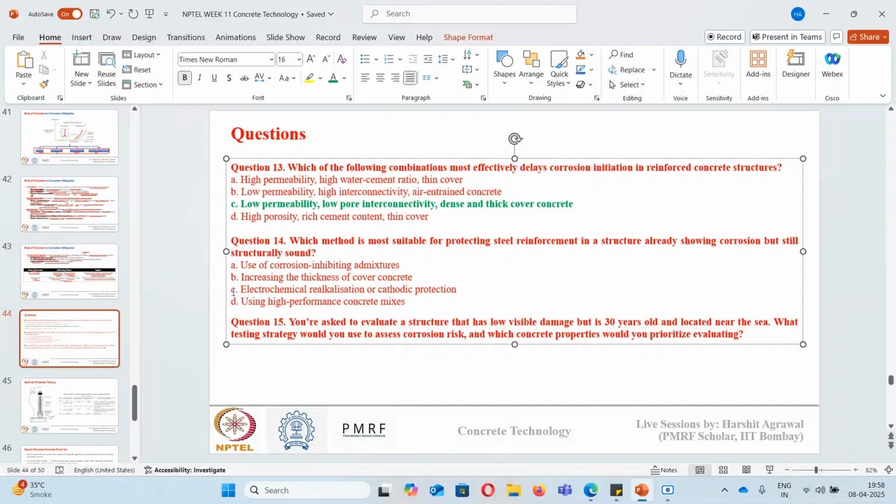Okay, so again the answer is C. Yes, it is correct. Why? Because use of a corrosion inhibitor, increasing the thickness of cover, or using a high performance concrete are mostly effective when we want to delay the corrosion from happening. But for a structure which is already undergoing corrosion, I can use electrochemical realkalization or cathodic protection.